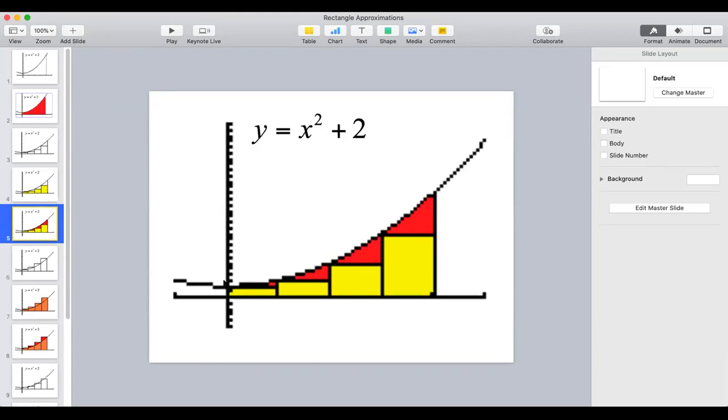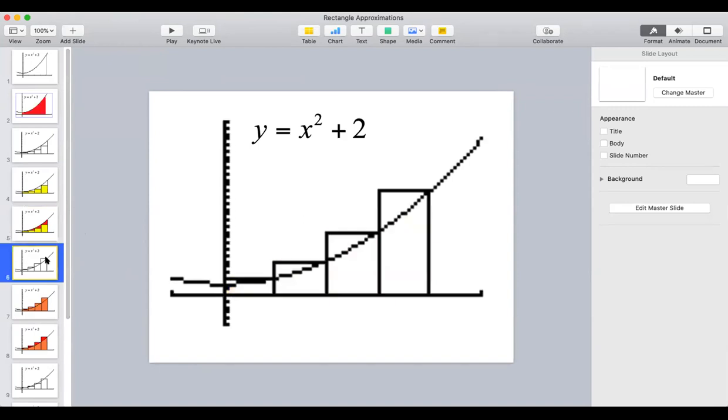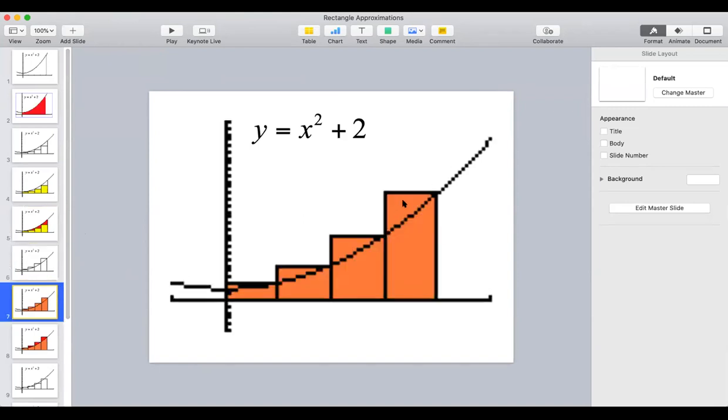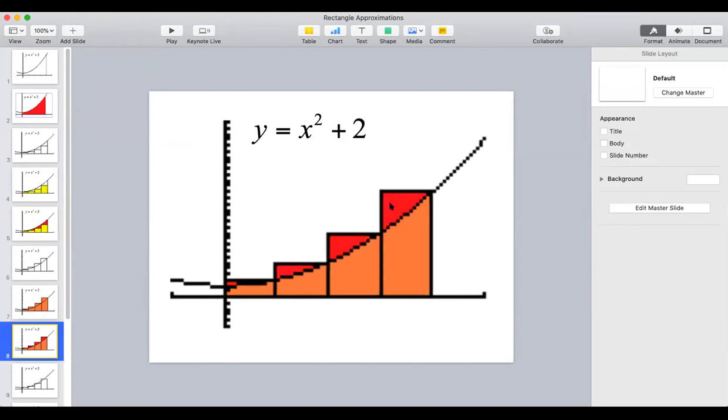I could also look at a right Riemann sum. So a right Riemann sum in this case is going to be an overestimation because of the area in red here that is above the curve. And again, it's called a right Riemann sum because the right side of my rectangle here, here, here, and here is on the curve. Okay, so these are not very good estimations because of all of this area that is not under the curve.